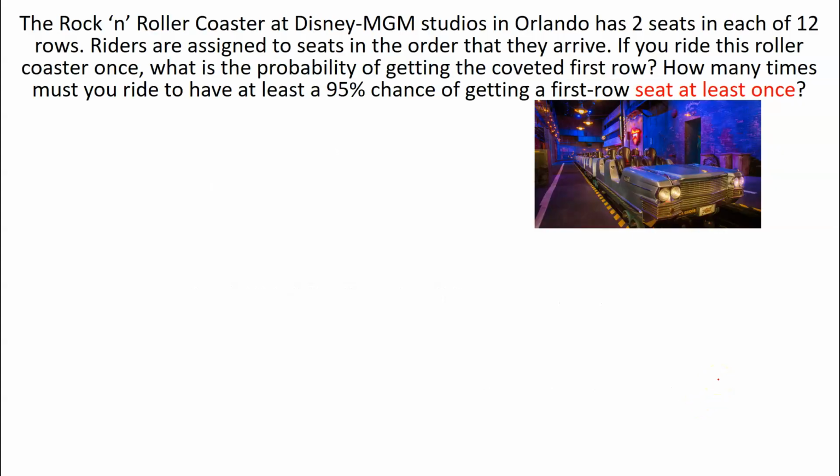Let's take a look at another one here. And this one I'm going to approach a little bit differently as far as how to solve it. The rock and roller coaster at Disney's MGM Studios in Orlando has 2 seats in each of 12 rows. Okay, so this is a picture of it right here. It's going to have 2 seats there and 2 seats there and so on and so forth.